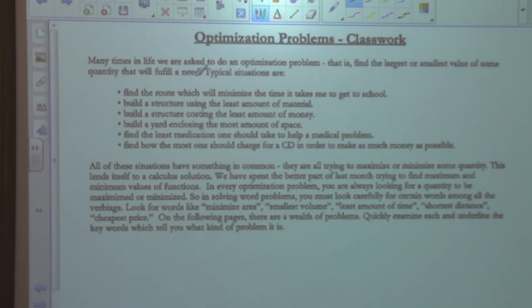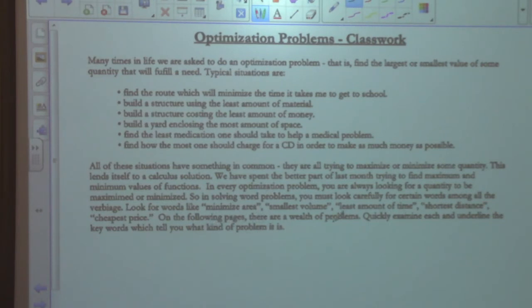So here it says, at times in life we're asked to do an optimization problem, find the largest or smallest value of some quantity that will fill a need. Whether it's to find the route to drive, building a structure with the least amount of material, enclosing space. So basically it's dealing with limited resources to come up with a solution to something. And you're always looking for a quantity to be maximized or minimized. So in solving word problems, you look carefully for certain words: minimize area, smallest volume, least amount of time, shortest distance, cheapest price.